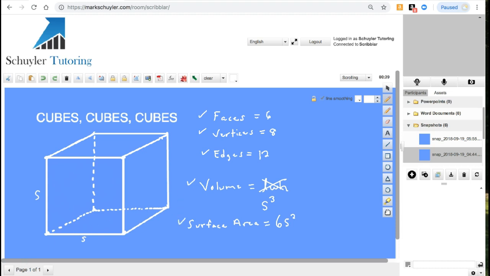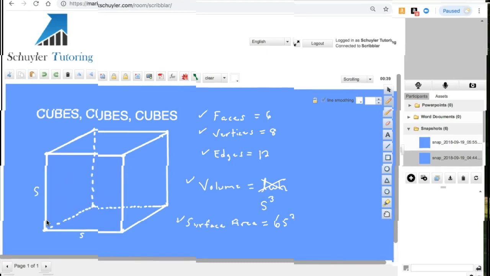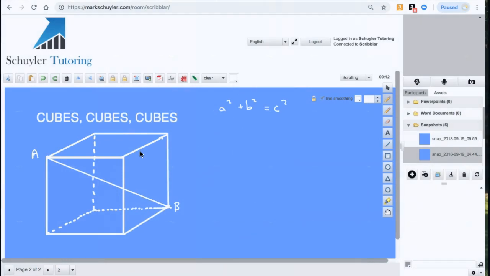And now we can move on to something that's a little more challenging and a lot more fun. I thought I would clean up our diagram a little bit, get rid of the vertex information, the faces, the edges, the surface area formula, the volume formula. I'm going to replace that, you'll notice, with the Pythagorean theorem, the most famous geometry theorem of all.